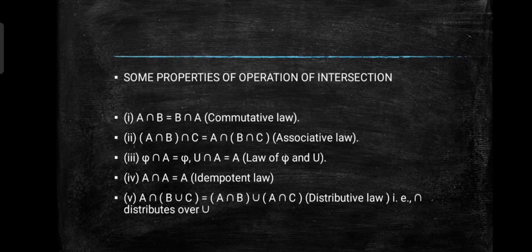Then null set intersection A. So what is common between nothing and a set A? What is common between them? Nothing. Okay, what is common between nothing and a set of gossiping aunties? Nothing. Right? That's just the thing.